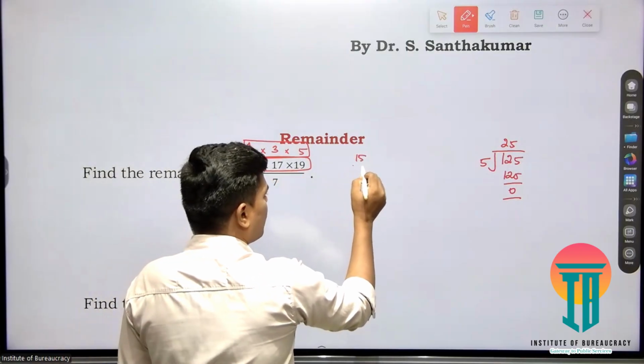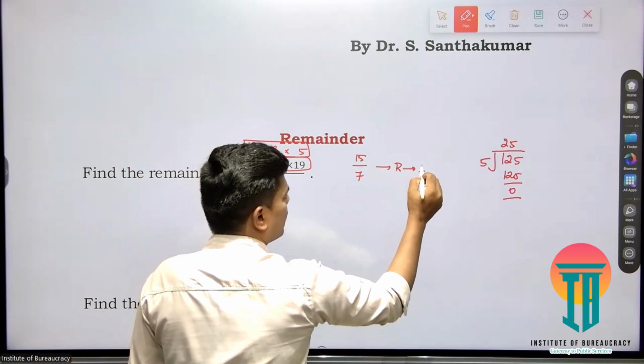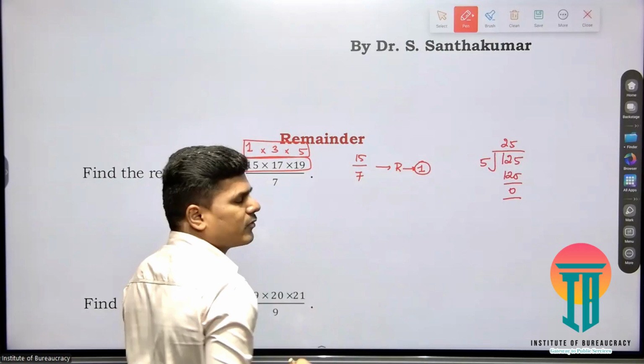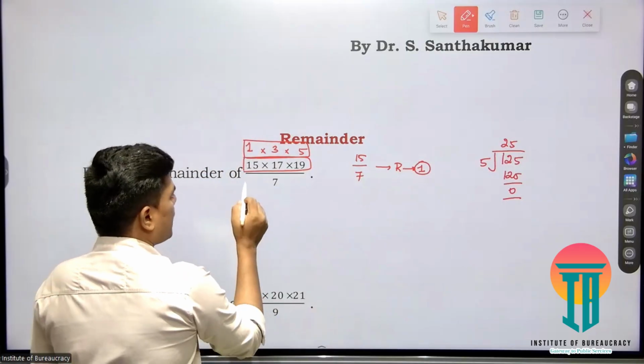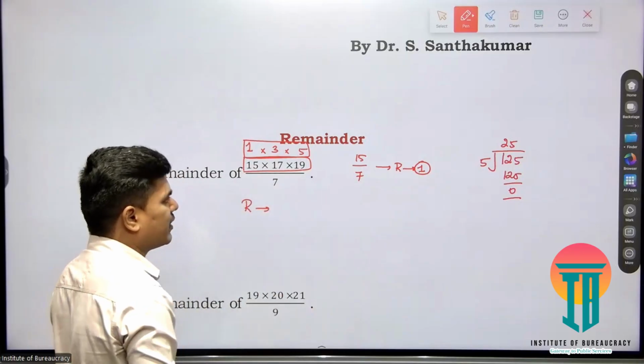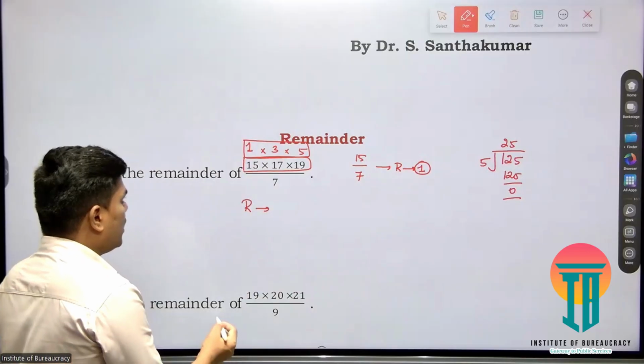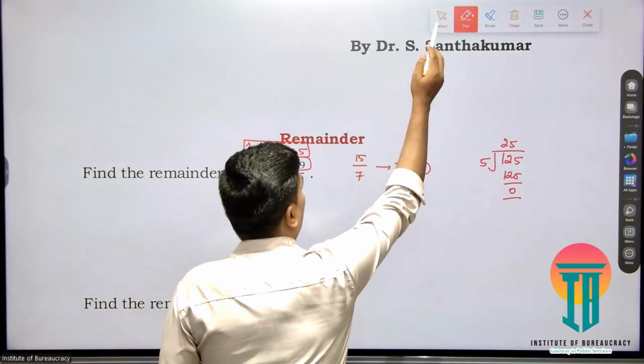So it's going to be 15. Now 15 by 7, what is the remainder going to be? The remainder is going to be 1. When you divide 15 by 7, the remainder is going to be 1. So for this question, the remainder is 1. If you divide all the numbers by 7, the remainder is going to be 1. So this is the remainder theorem. Similarly, we can apply it for this problem also.